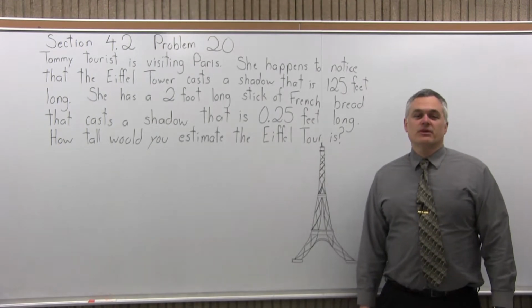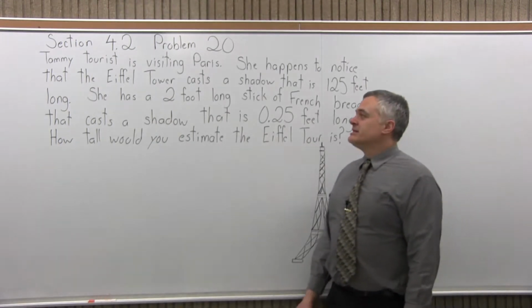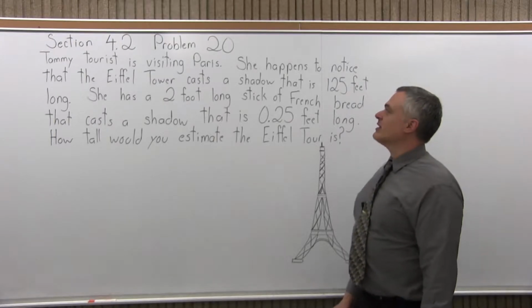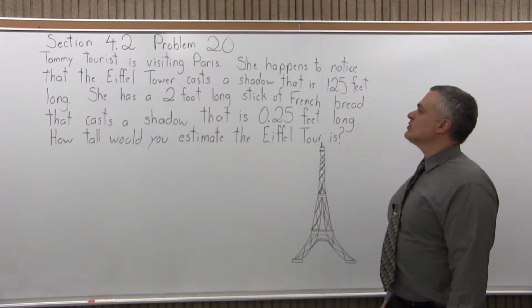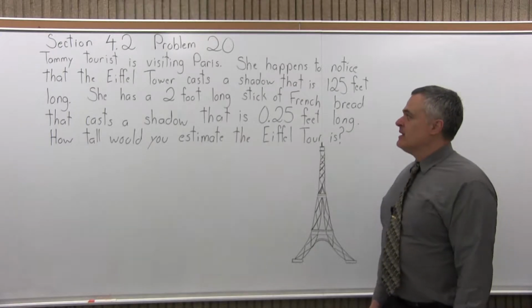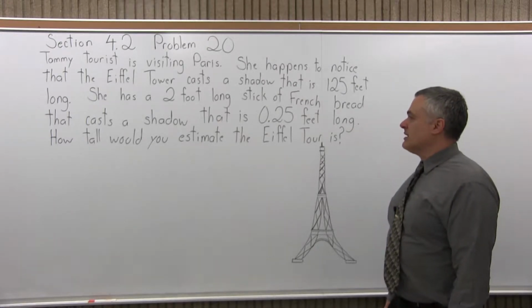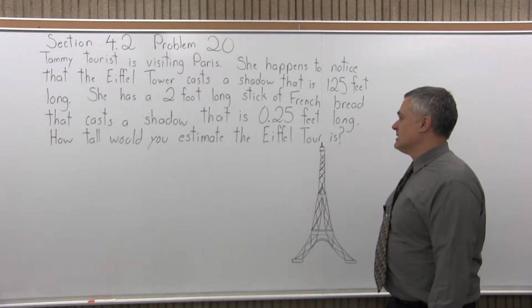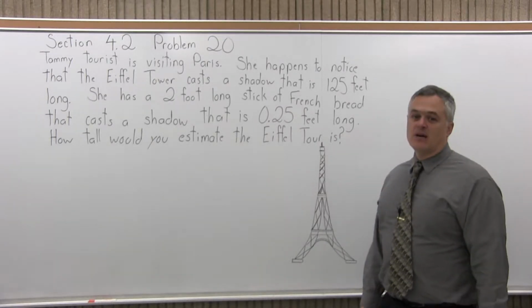This is Section 4.2, Problem 20. It says, Tammy, a tourist, is visiting Paris. She happens to notice that the Eiffel Tower casts a shadow that is 125 feet long. She has a 2-foot-long stick of French bread that casts a shadow that is 0.25 feet long. How tall would you estimate the Eiffel Tower is?